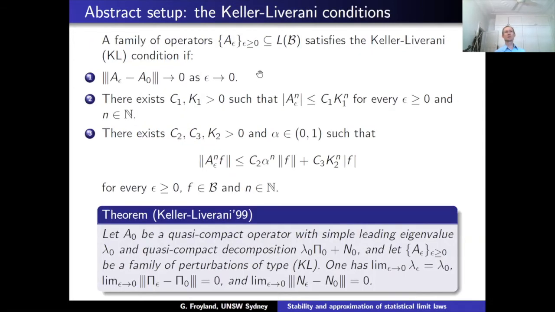So let me tell you what these conditions are. Suppose you have a family of operators. Think of epsilon as a perturbation. So this is a family of perturbed operators that in some sense are getting close to A0. If they converge to A0 in this triple bar norm, that's the closeness condition. And then the two dynamical conditions I was talking about are written here.